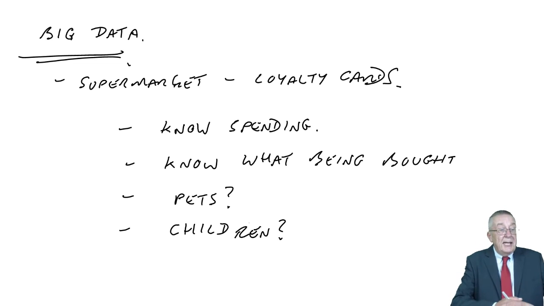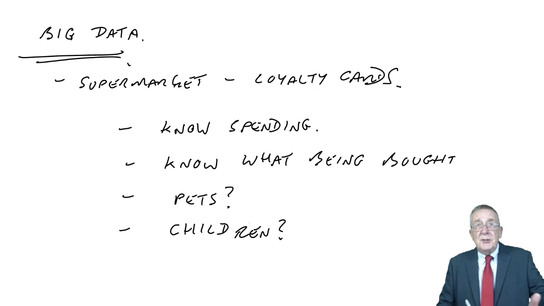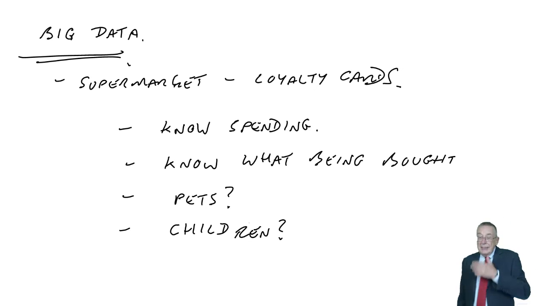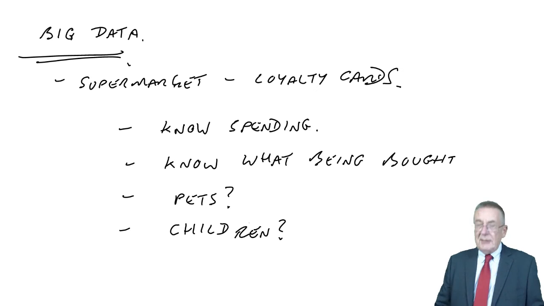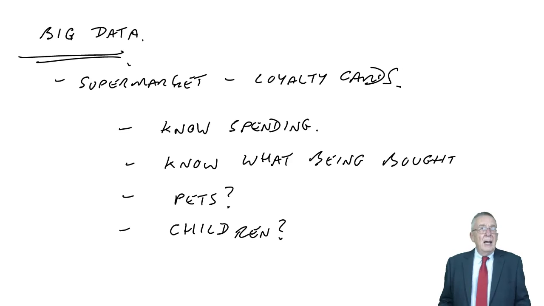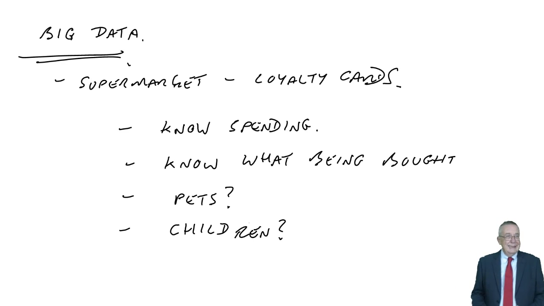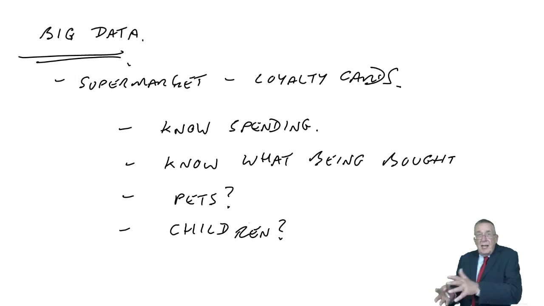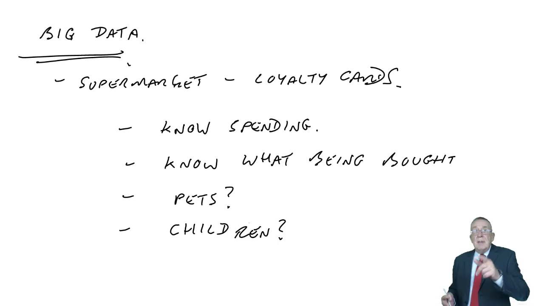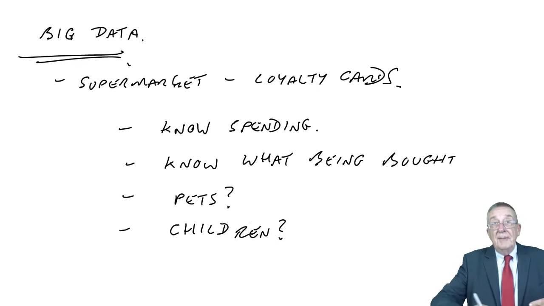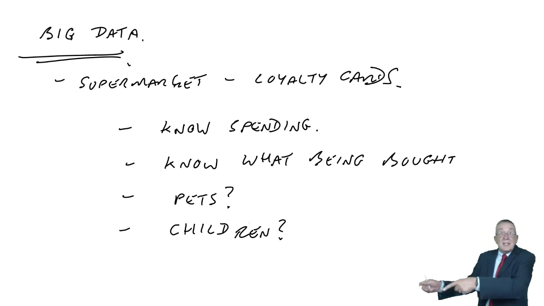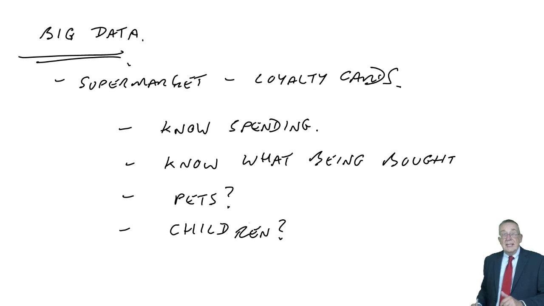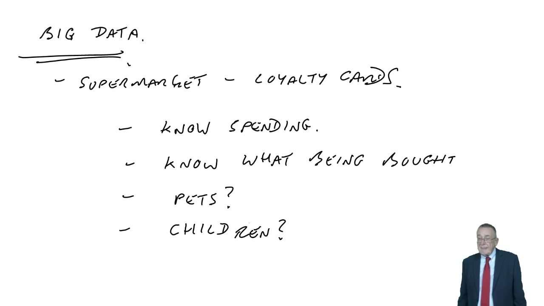They can decide how to position things in the supermarket. If they know everybody who buys cat food also buys milk, perhaps a bad example, but if they can see that everybody buying cat food is also buying milk, it'd be a good idea to put the two next to each other. You buy the cat food, must get some milk. It helps them to plan the layout of everything in the store.